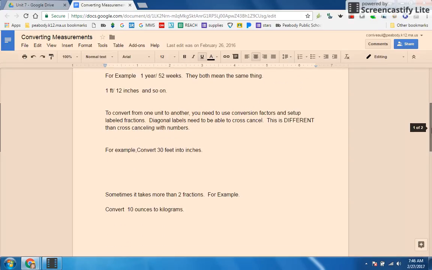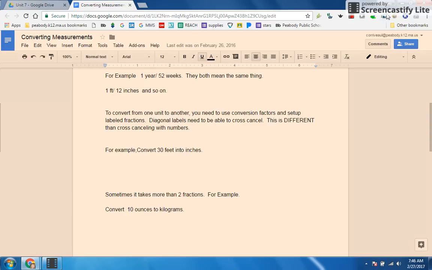To convert from one unit to another, you need to use conversion factors and set up labeled fractions. Diagonal labels need to be able to cross-cancel. We've done cross-canceling before, and that's when you look diagonally across and see if there's anything you can divide both numbers by to make them smaller. Cross-canceling with labels is very different. Basically, you want your diagonal labels to be the same, and you just cross them out.